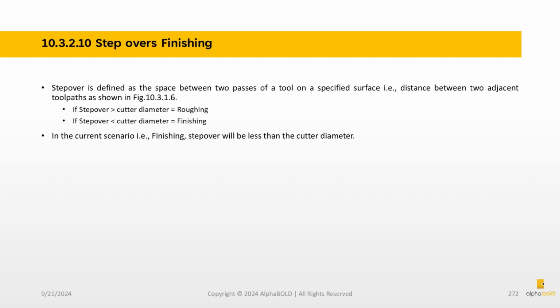Step over is defined as the space between two passes of a tool on a specified surface, such as the distance between two adjacent tool paths. If step over cutter diameter equals roughing. If step over cutter diameter equals finishing. In the current scenario, such as finishing, step over will be less than the cutter diameter.